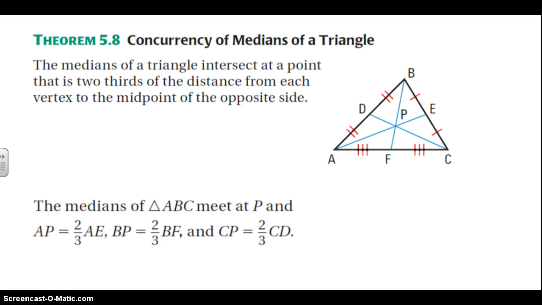So let me put that in words to help you see what I'm saying. This is a theorem called the concurrency of the medians of a triangle, and it says the medians of a triangle intersect at a point that is 2/3 of the distance from each vertex to the midpoint of the opposite side. And remember that the median starts at the vertex and goes to the midpoint of the opposite side. Here we can see those relationships with our equations. AP, which is the distance from the vertex to the centroid, is 2/3 of AE, which is the entire median. And so on and so forth with your 3 medians.